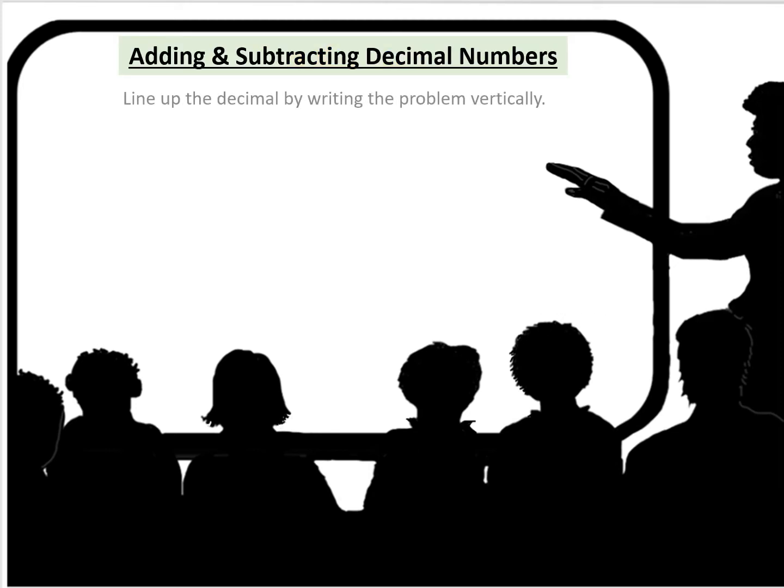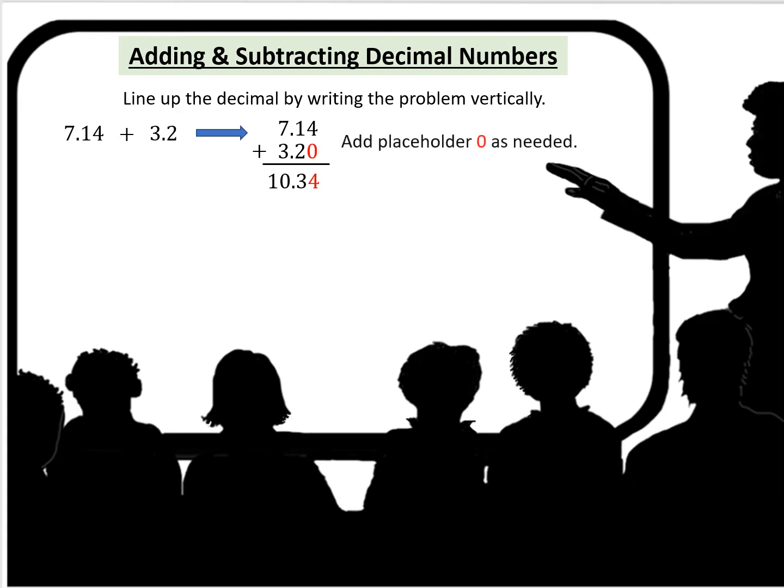When you're adding and subtracting decimal numbers, you're going to line up the decimal by writing the problem vertically. So here you have it horizontally, 7.14 plus 3.2, and you're going to set it up vertically the way you see here. You may have to add placeholder zeros as needed.